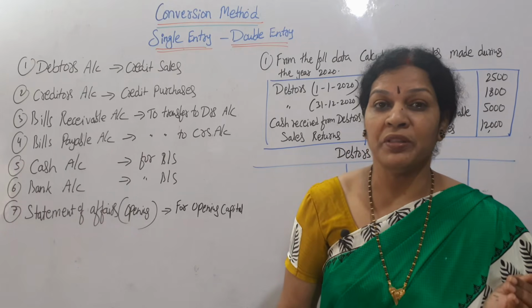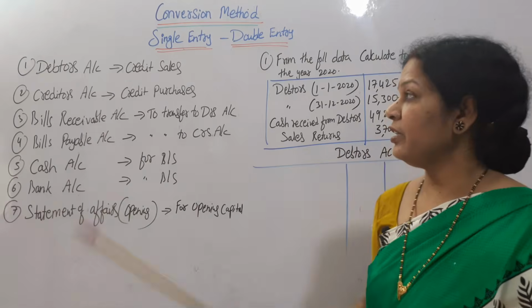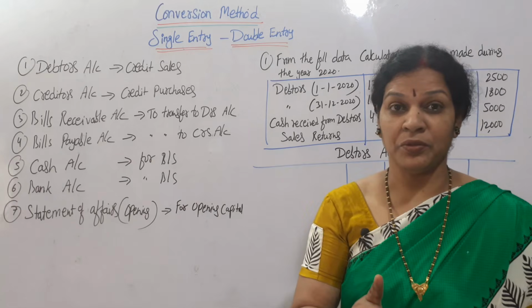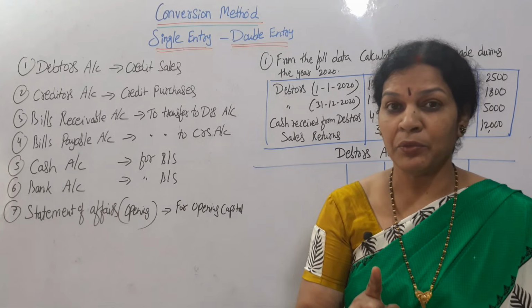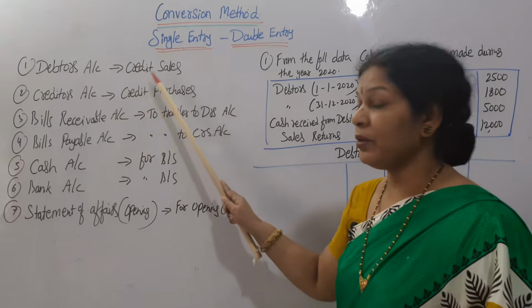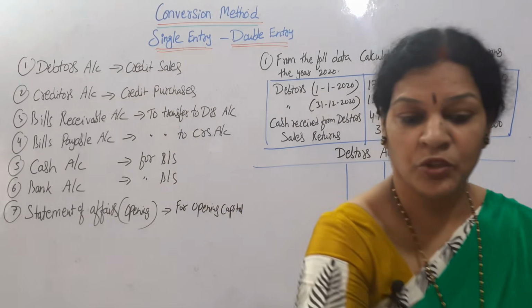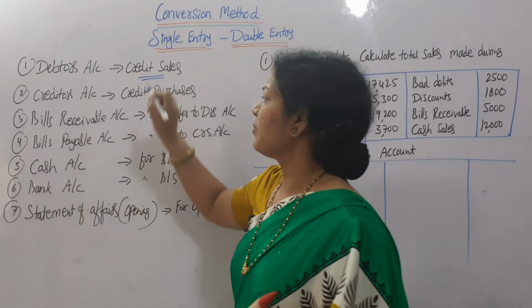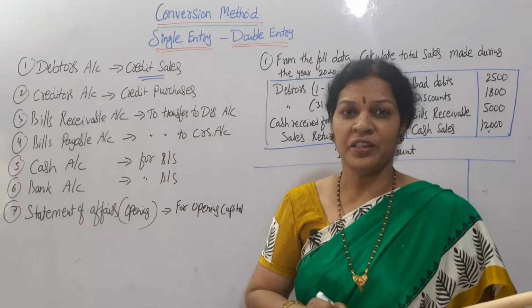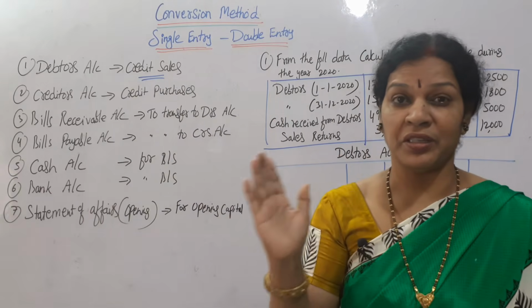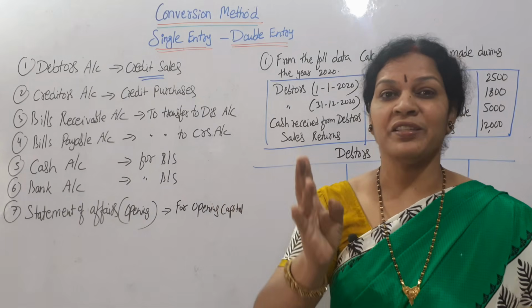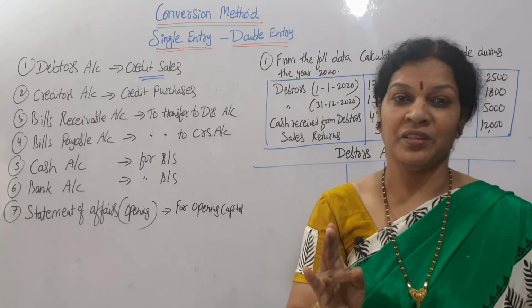Why do we have to open these accounts? Let me explain very clearly. The first one is the debtors account. Why do we have to open the debtors account? To find out the credit sales. Why do we need credit sales? To write it in the trading account. On the trading account credit side we write the sales. Sales means credit sales plus cash sales together.